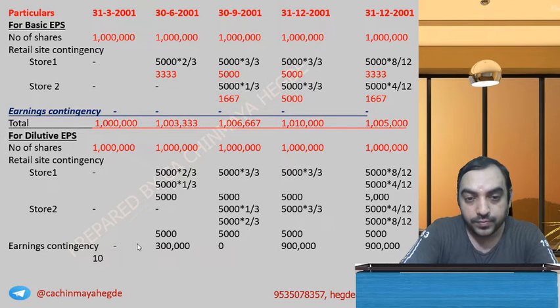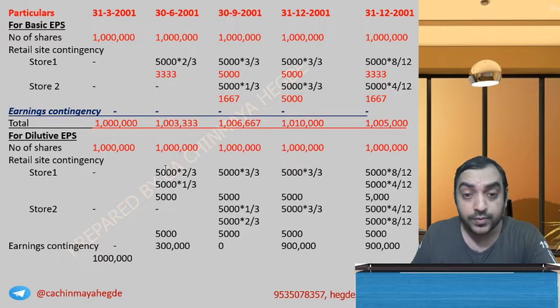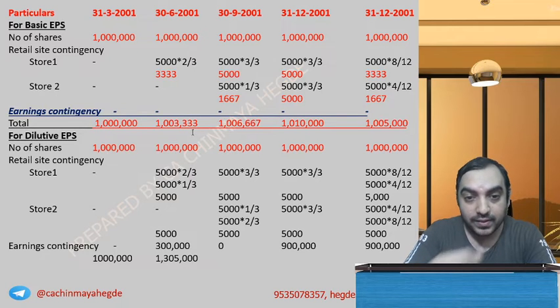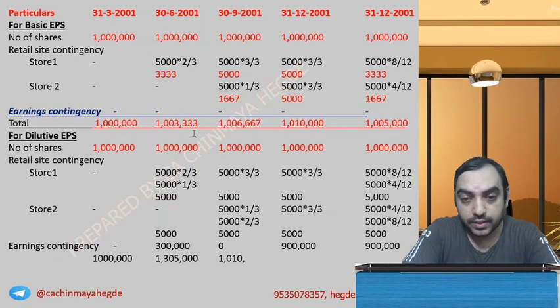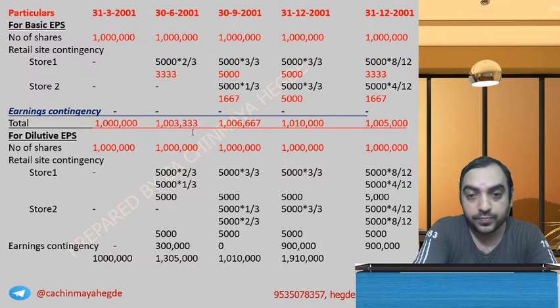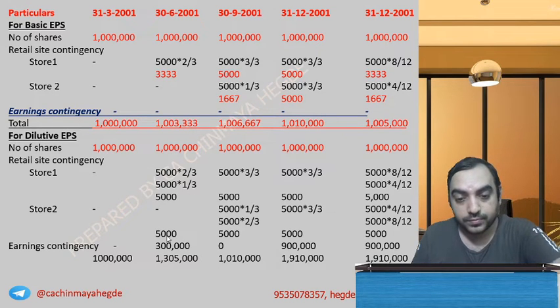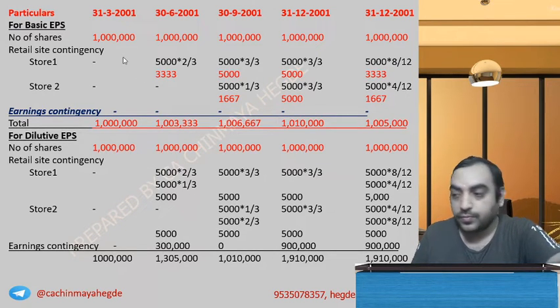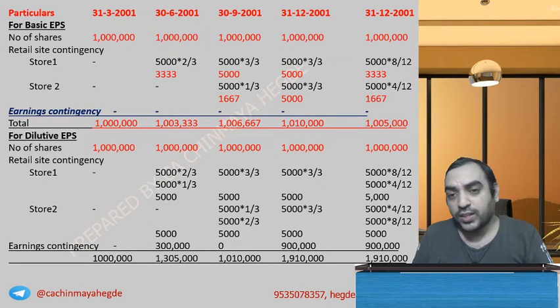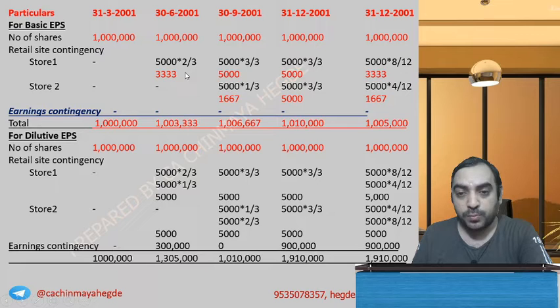Number of shares 1 million. Here number of shares 1,305,000. 1,010,000. 10,000. Okay. Shall we go for EPS calculation now? Once you know the number of shares, EPS is not a complicated one now.